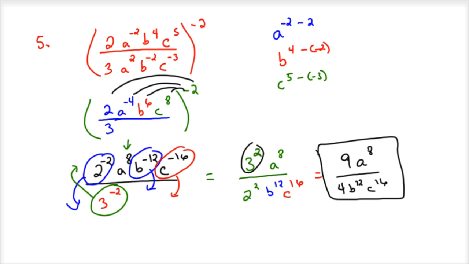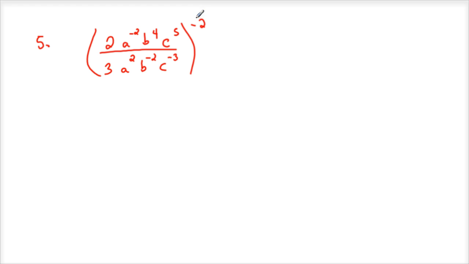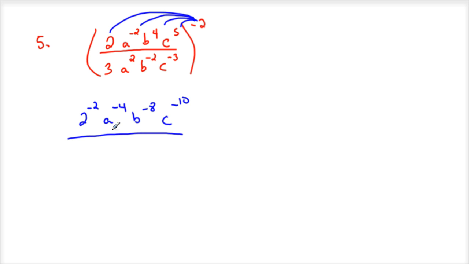Your second line of attack for this one, or another method, you could actually apply this negative 2 to everything right away. So again, this would be 2 to the negative 2 power, a to the negative 4th power, b to the negative 8th power, and c to the negative 10 power, over 3 to the negative 2 power, a to the positive 4 power. I'm sorry, this top one should have been positive 4. B to the positive 4th power, and c to the 6th power.